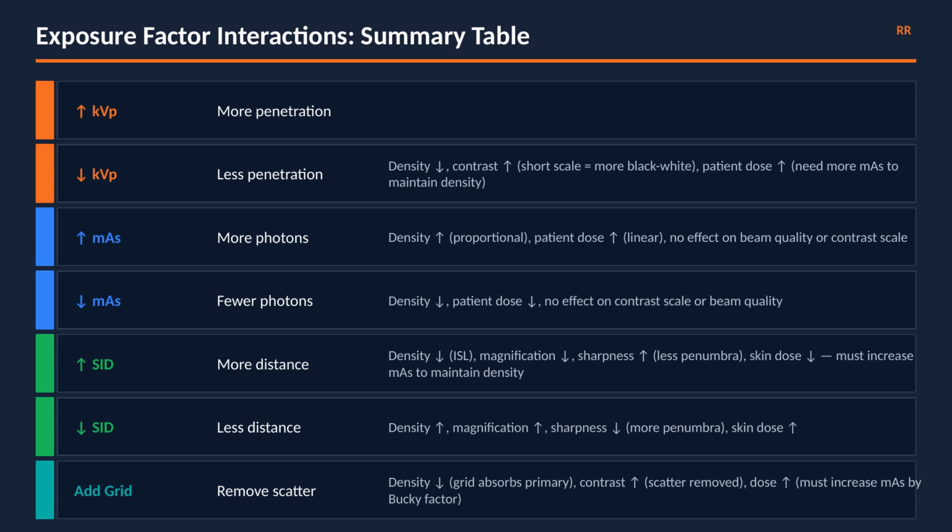Increasing mAs: density increases proportionally, dose increases proportionally, with no effect on contrast scale or beam quality. Decreasing mAs: density decreases, dose decreases.